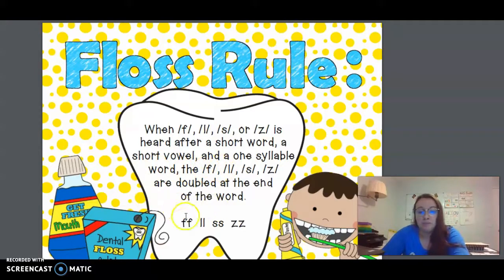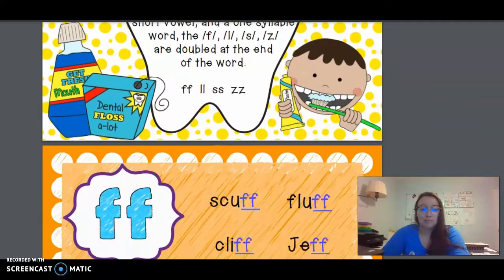So let's take a look at the example right here. We have FF, LL, SS, ZZ, and we've seen these when we've sounded out words before. We just say one sound for each of these double consonants. Same thing for L, SS, and ZZ. And that's using the Floss Rule. So let's go see some examples.